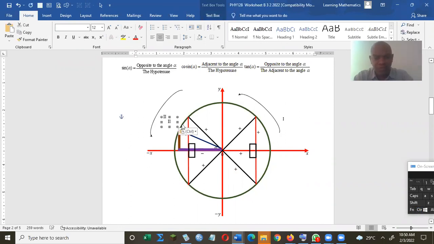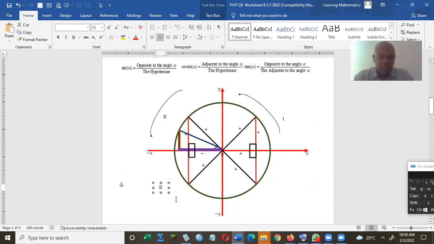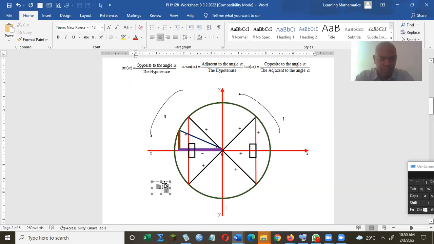When we're talking about the first quadrant, we're talking about acute angles. When we're talking about the second quadrant, we're talking about angles between 90 degrees and 180. So when we're talking about the third quadrant, what angles are we talking about? Anybody?